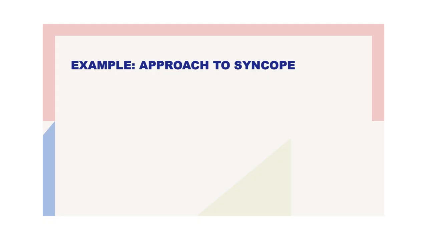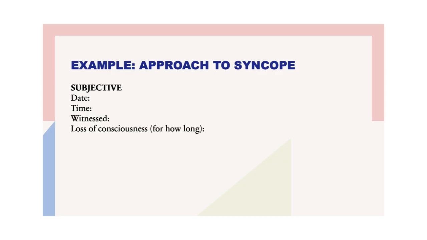An example that I like to use is approach to syncope, because that's something that we find very commonly in the primary care setting. Again, this is not an exhaustive list of what you're going to include in your documentation, but an example. So under subjective, what I want to uncover in this patient encounter and what I want to document are things like the date that the syncopal episode occurred, the timing, was it witnessed, was there any loss of consciousness, and for how long did that last?